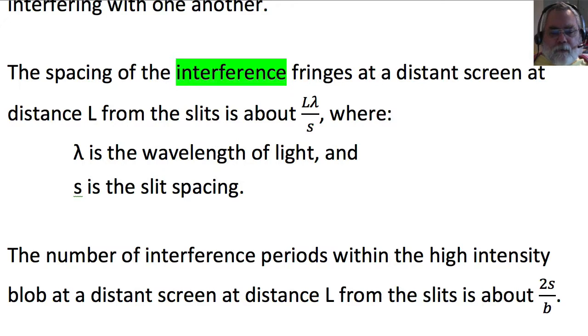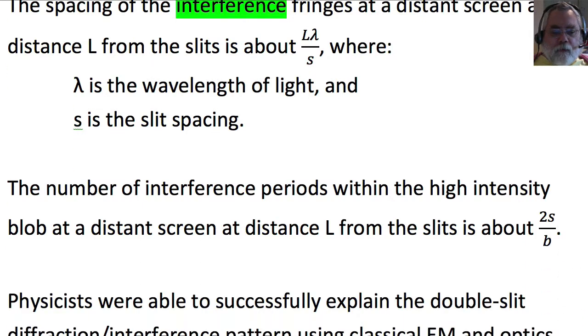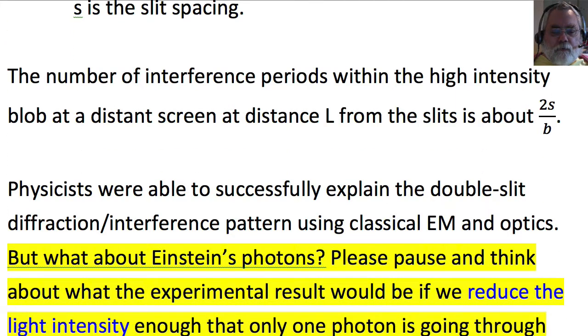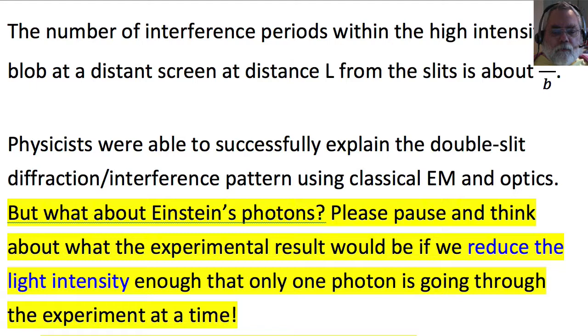So the number of interference periods within the high-intensity blob at a distance screen at distance L from the slits is about the ratio of the two quantities we had: 2 times the slit spacing divided by the slit width. Physicists were able to successfully explain the double-slit diffraction interference using classical electromagnetics and optics. But what about Einstein's photons?